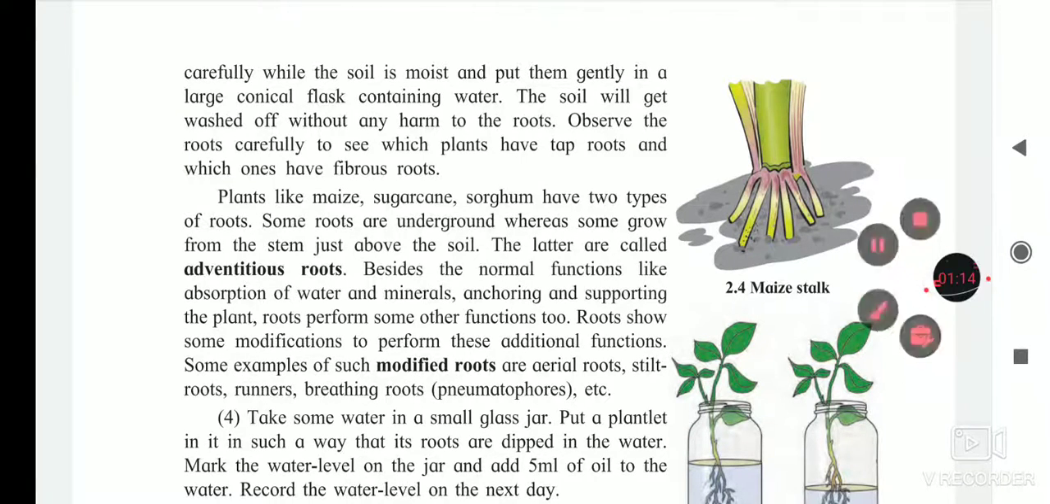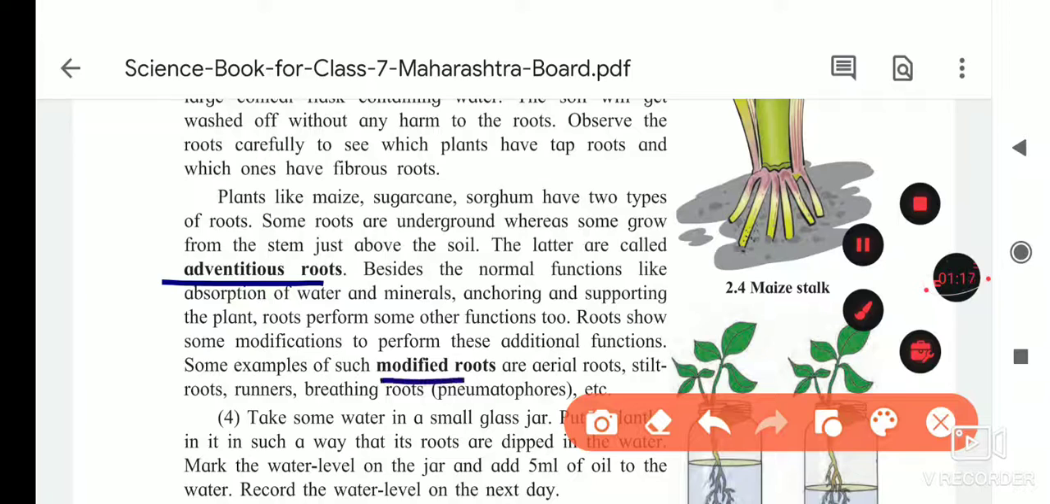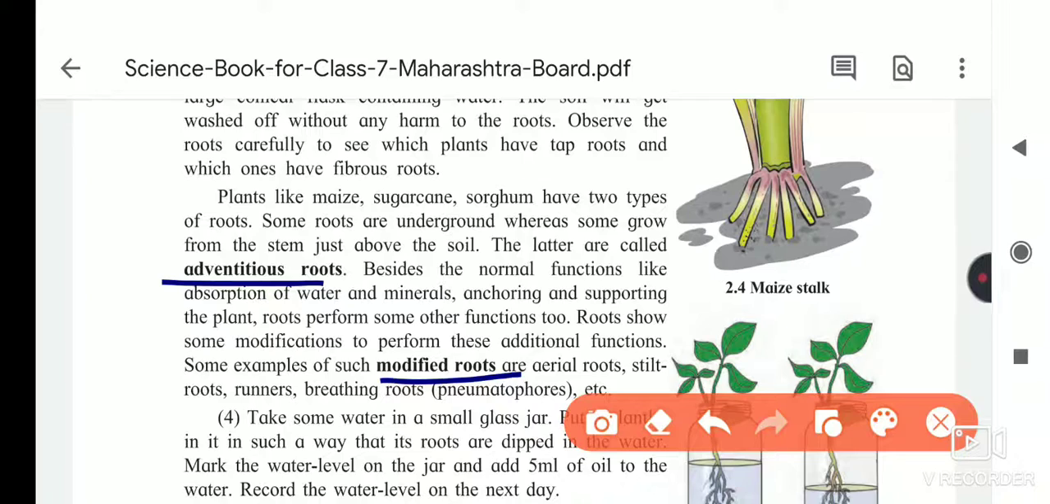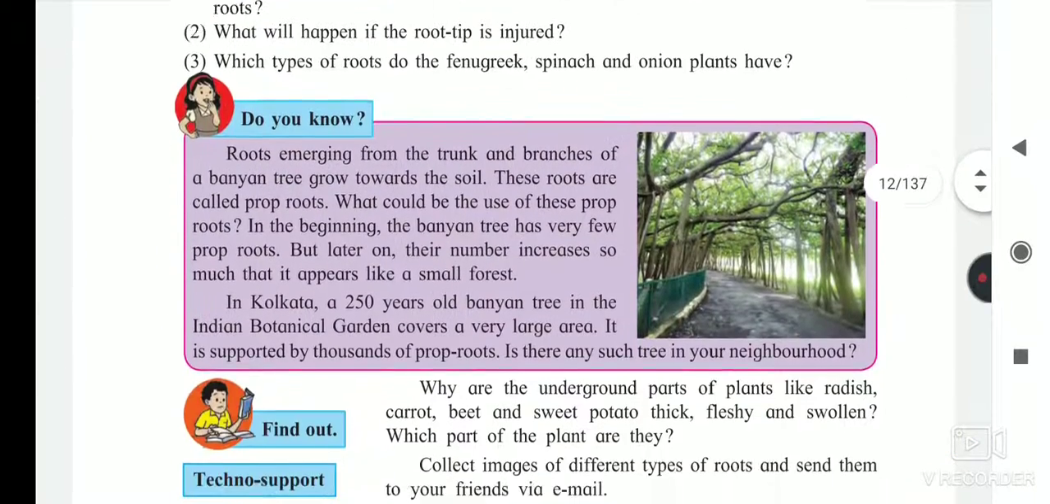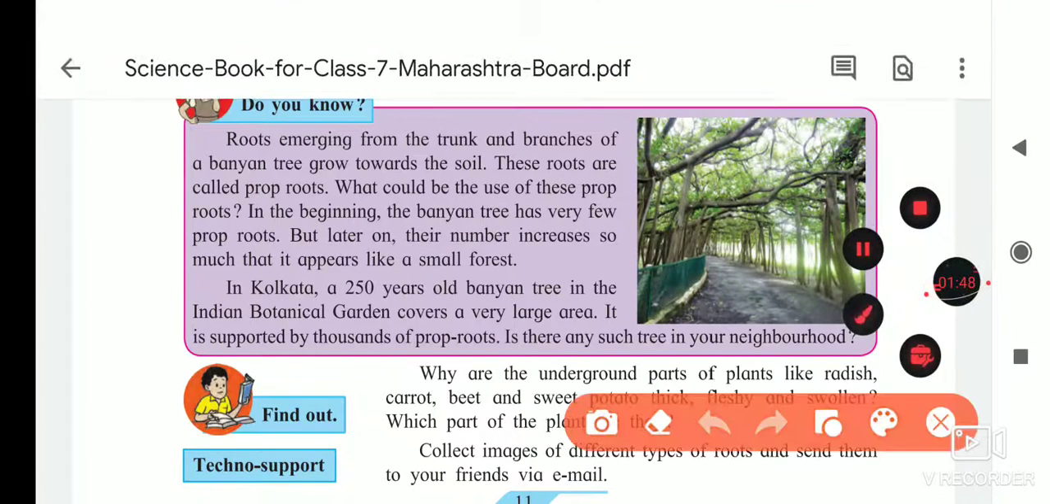Then we saw other types of roots also: adventitious roots, modified roots and aerial roots, and I showed you the structure of these roots. The main function of roots is transport, and to give support to the plant. Some modified roots have different functions, and we saw that also. Aerial roots are one type of modified root, seen in banyan trees.